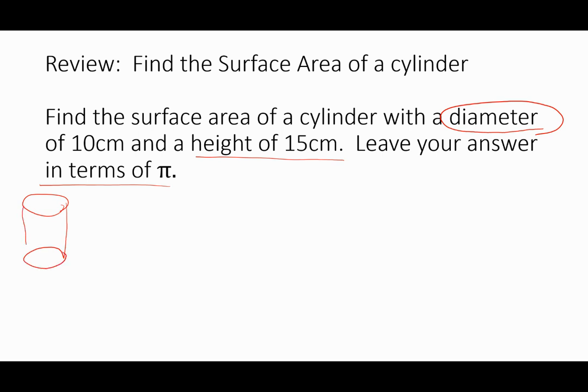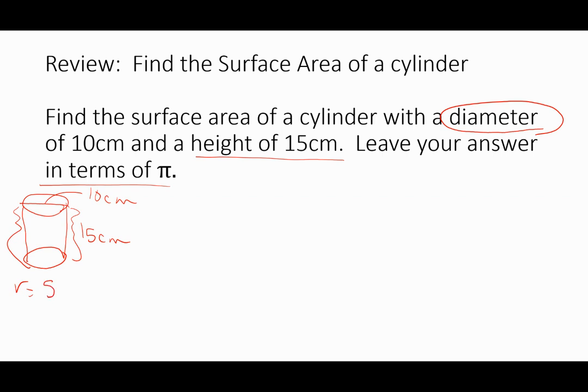So basically we're doing like the cardboard on the toilet paper roll, or the paper towel roll, the cardboard on the inside of it. We're finding out what the surface area is. Going all the way across from here, we have a diameter of 10 centimeters, and then we have a height right here of 15. The more important thing is, what is the radius? And the radius is 5.